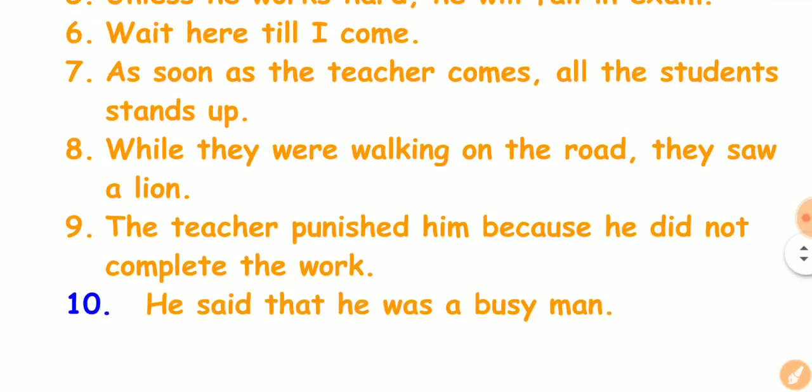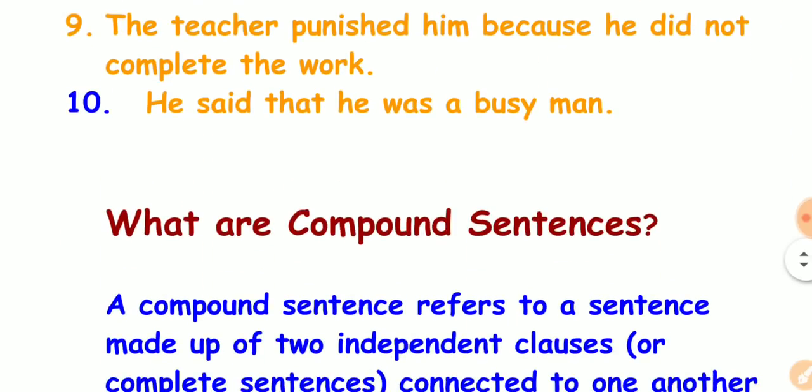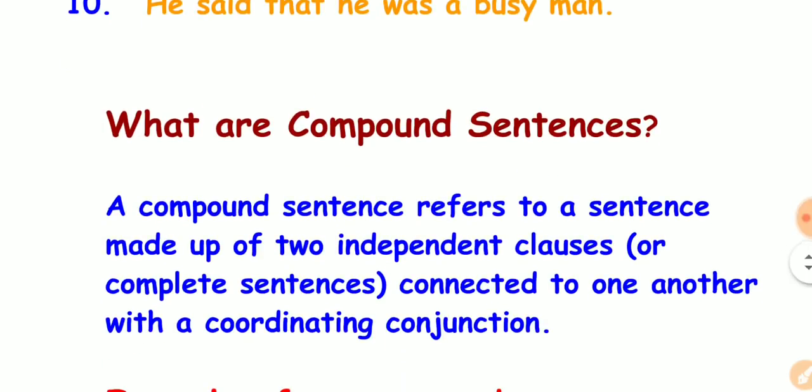So like this: while they were walking on the road, they saw a lion. The teacher punished him because he did not complete the work. He said that he was a busy man. These are some important examples, my dear friends. So let us go and learn what are compound sentences.